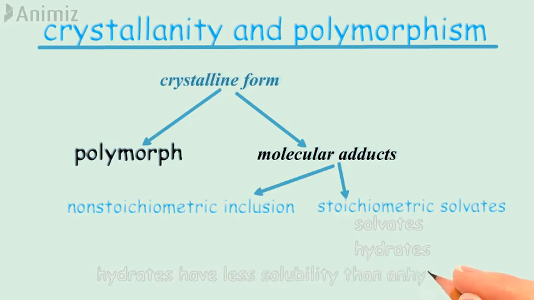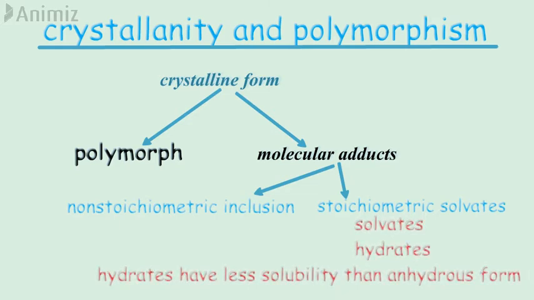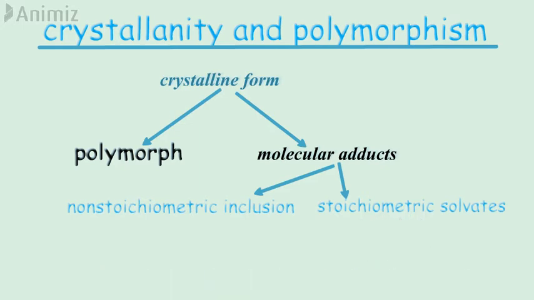They are usually referred to as solvates, and if the crystallizing solvent is water, they are called hydrates. Hydrates have less solubility than their anhydrous form. So, conversion of an anhydrous compound to a hydrate within the dosage form may reduce the dissolution rate and extent of drug absorption. The other category of crystalline form is polymorphs.